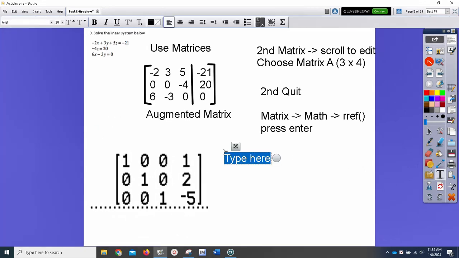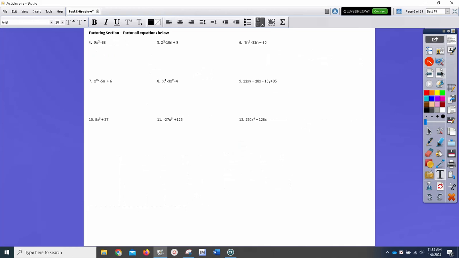Kids like him. The top line says 1x is 1, so x is 1, which is what we came up with earlier. The second line says 1y is 2, so y is 2. And the third line says 1z is negative 5, so z is negative 5, which is exactly what we had earlier as an ordered triple. So that's how you do that one.